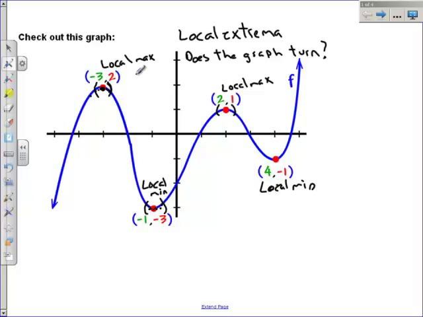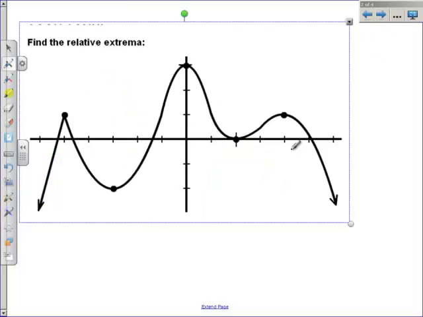So here's what I would say. I would say this graph has a local max of negative 3, 2. The negative 3 tells where it happens on the x-axis. The 2 is actually the y value. So we're saying around negative 3, this graph never gets taller than 2. 2 is like the highest point. And the second one, I would say this graph has a local min at negative 1, negative 3. The negative 1 tells me where it happens on the x-axis. The negative 3 tells me what that minimum value is. So then we have a local max of 1 when x equals 2, and a local minimum of negative 1 when x equals 4. So let's go look at one that's not labeled.